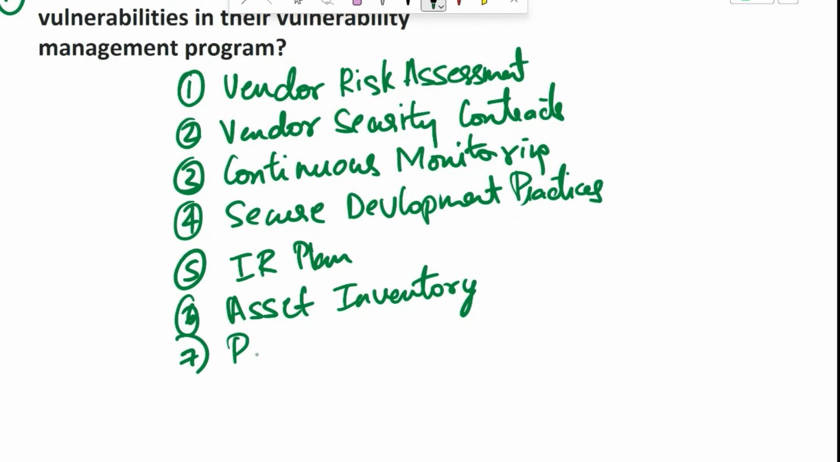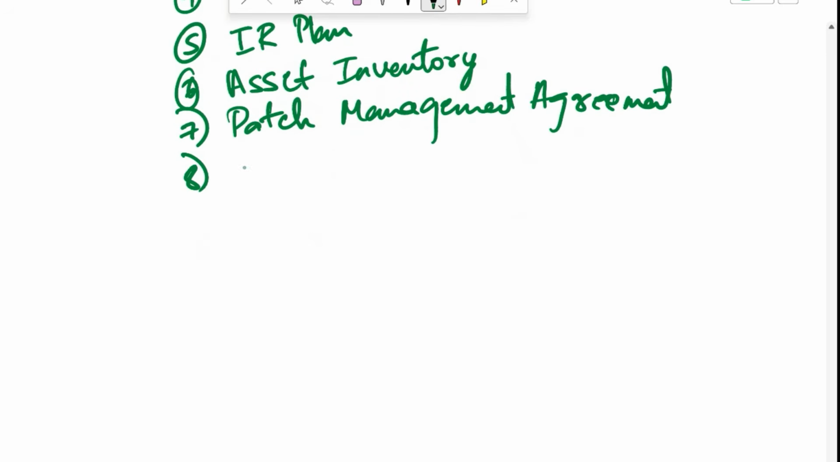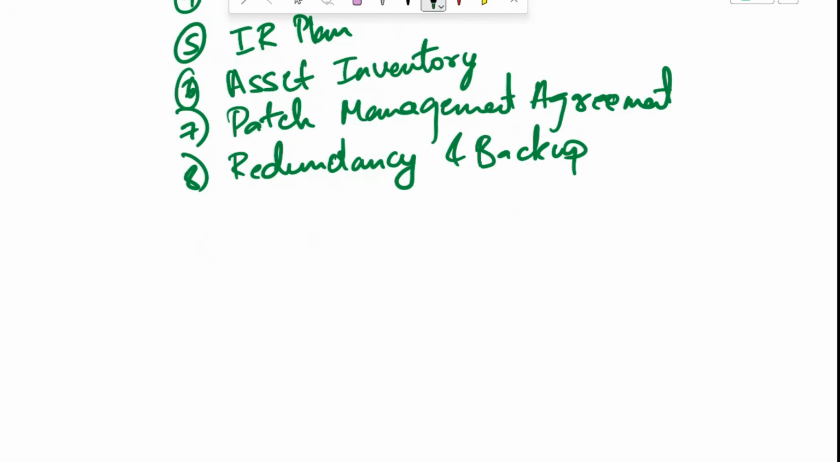Next is patch management agreement. Define expectations for timely patching and update in vendor contracts. Ensure that vendors promptly address known vulnerabilities in their products. Next one is redundancy and backup. Develop redundancy and backup strategies to minimize the impact of a supply chain breach. Ensure that critical systems have alternative options if a vendor becomes compromised.